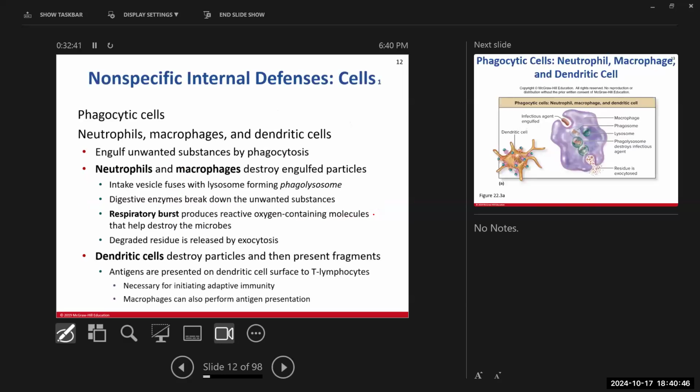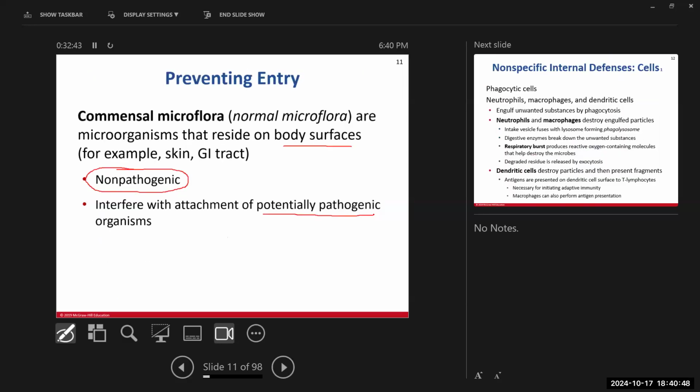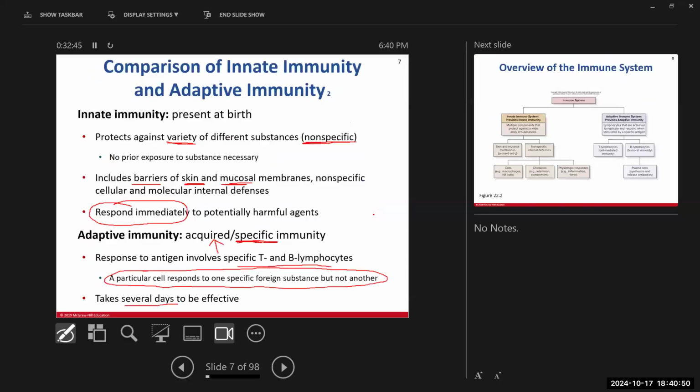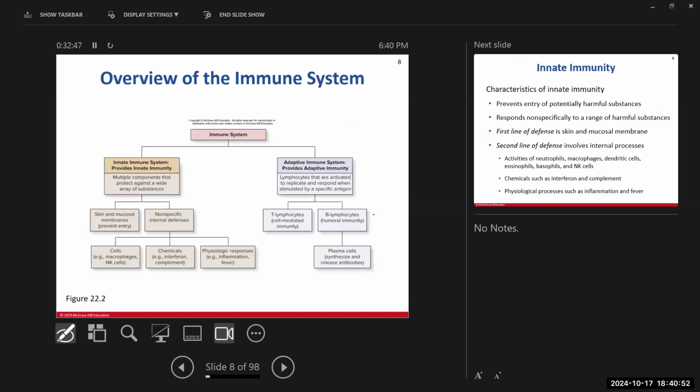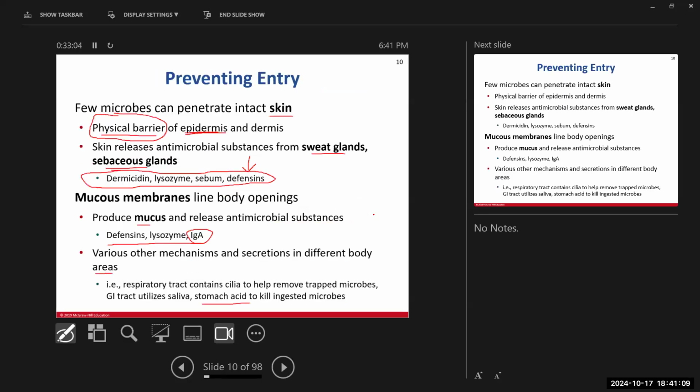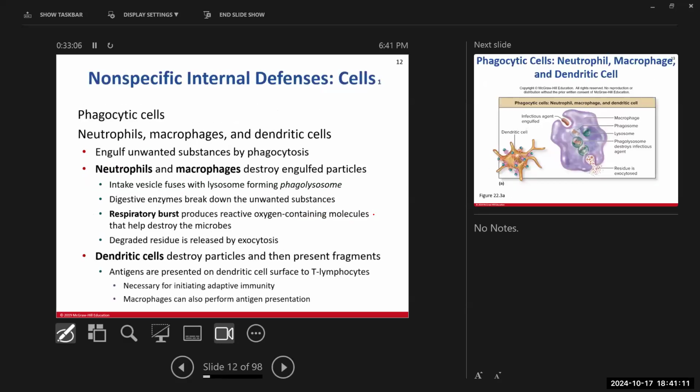All right, so let's move past. We just did skin and mucosal membranes there. All right, prevention of entry. Now let's get into our non-specific defenses, which are going to be cells. We're going to talk about some of the roles of certain cells, and then our chemicals that are involved, and then our physiological responses there, like inflammation and fever. All right, so let's talk about some of the internal cells there.